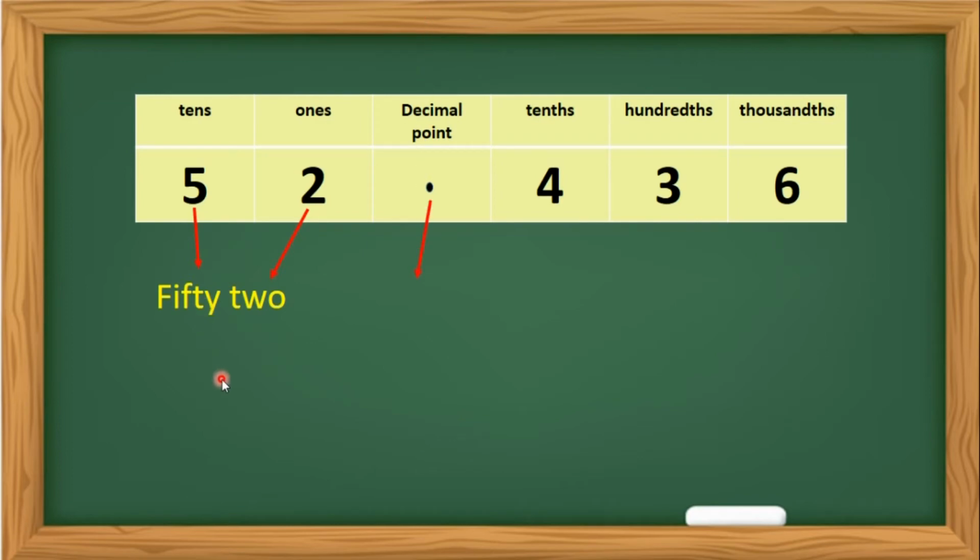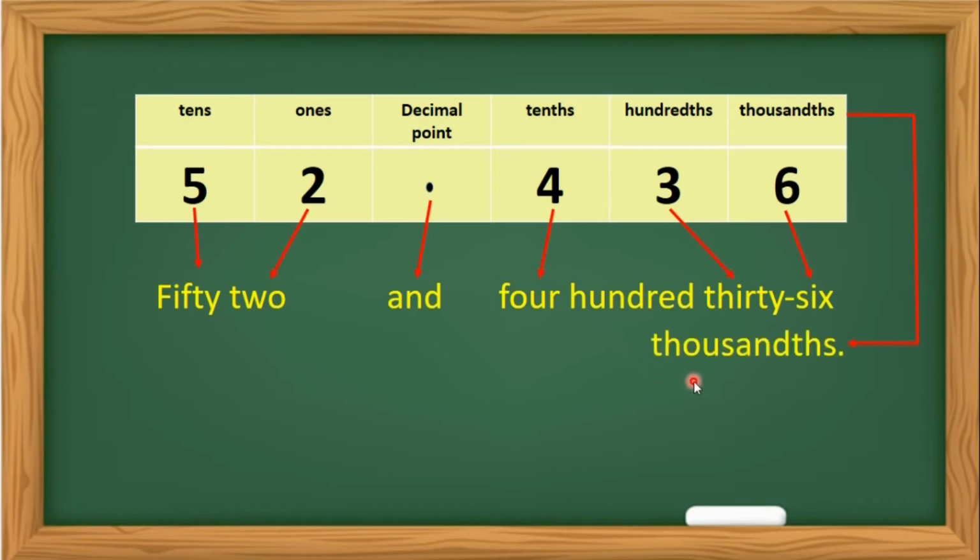And then the decimal point is read as "and." Next, we have 4, 3, and 6. First, we read this as a whole number, 436. And then do not forget to mention the place value of the last digit. What is our last digit? Our last digit is 6. And what is the place value of 6? The place value of 6 is thousandths. So we have to mention the place value, thousandths, because the place value of the last digit is thousandths. So what is the proper way of reading this number?